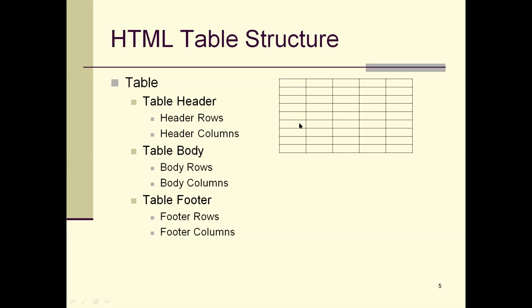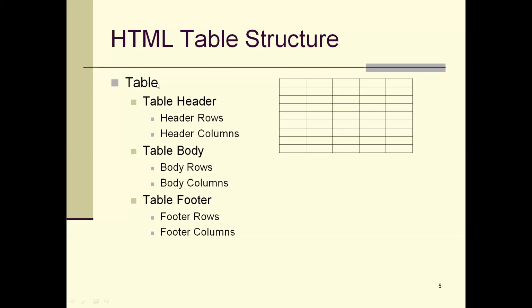How many rows are here? Can anybody say? 9. Correct. How many columns? 5. Correct. So you are familiar with rows and columns, right? What is a row and what is a column? Yes, the horizontal ones are called rows and the vertical ones are columns. So the table structure also follows the same way.